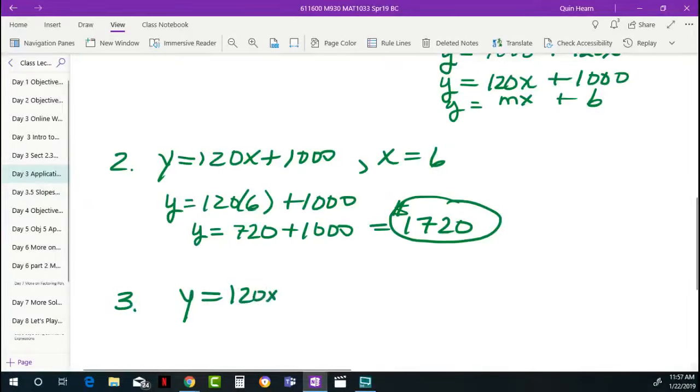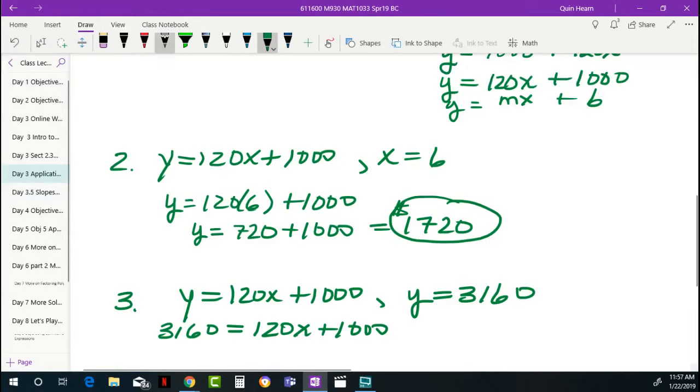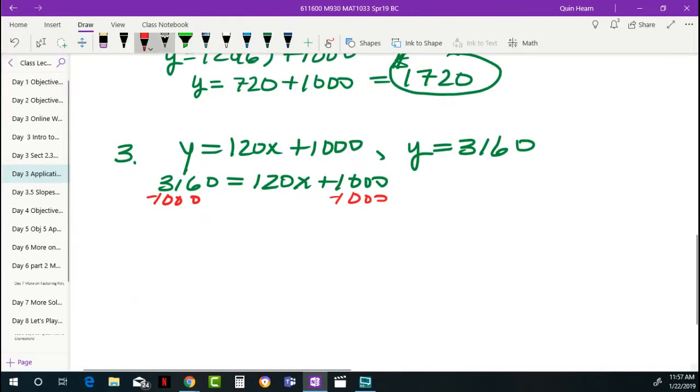y equals 120x plus 1,000. The y is going to be 3160, and we need to find x. So we plug in 3160 equals 120x plus 1,000, and we solve for x. So first we need to subtract 1,000 from both sides. And that gives us 2160 equals 120x. Now we need to divide both sides by 120.